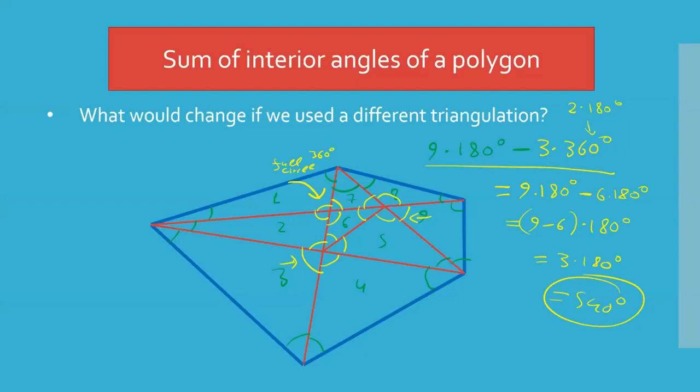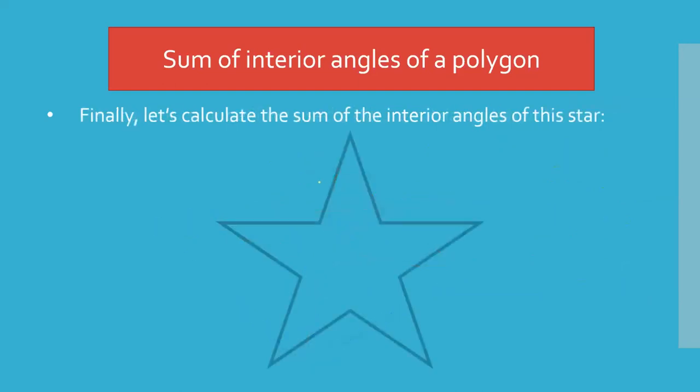All right. But I like what Ryan said. Ryan said we need the minimum number of triangles that we can create. Okay, so let's try to calculate the sum of the interior angles of this shape here. Does anyone have any nice triangulation that we can use?